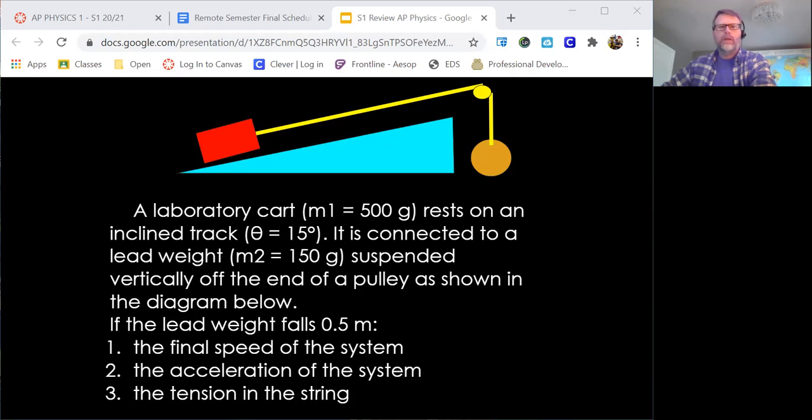It's connected to a weight and it's suspended vertically. Okay, and the weight drops 0.5 meters. It is not cut from the string, so the cart also moves 0.5 meters up the ramp. And the first question asks, what is the final speed of the system?